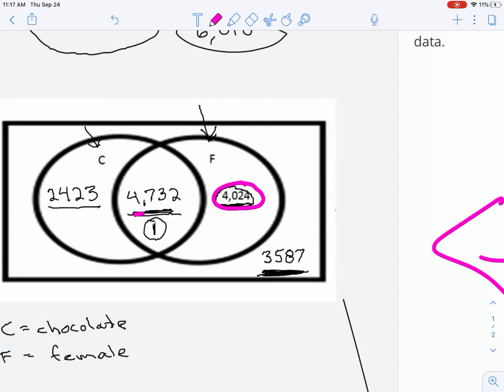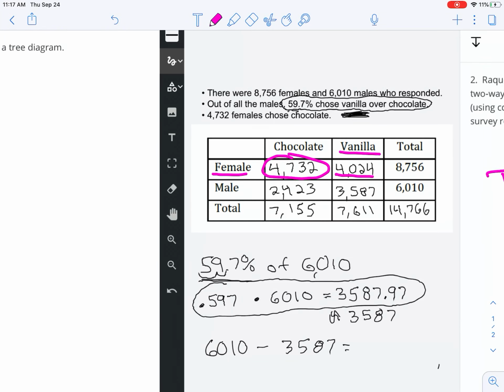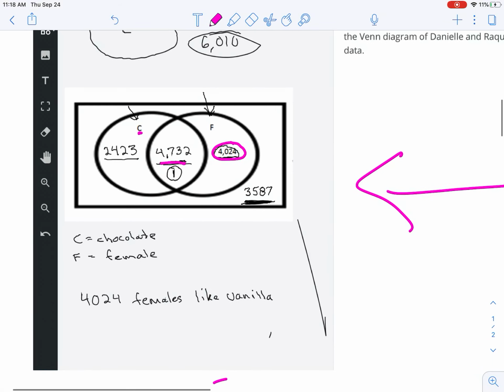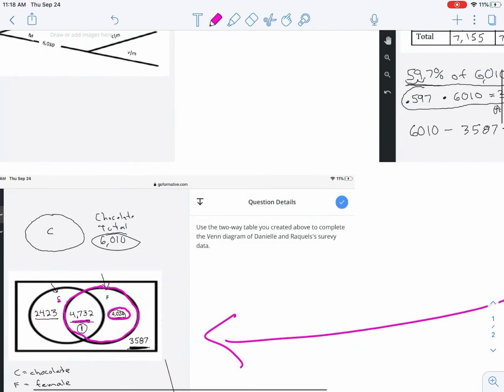So I know that the other part of the circle with the chocolate must be the females that like chocolate, because it's in the female circle and the chocolate circle. So that was this number right here of females that like chocolate. Okay, and also I think about the total number of females, the whole circle. The total should be this, and it is, because when I add these two together, I get that total.